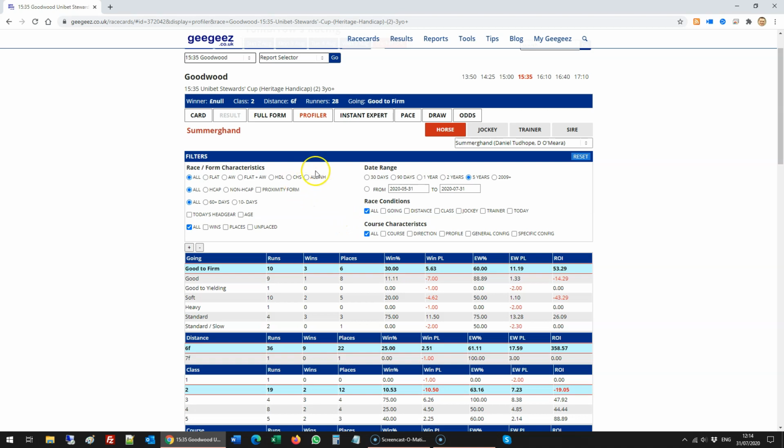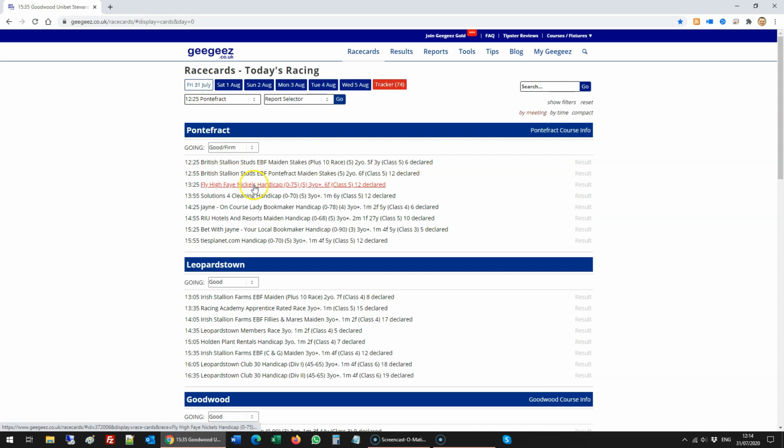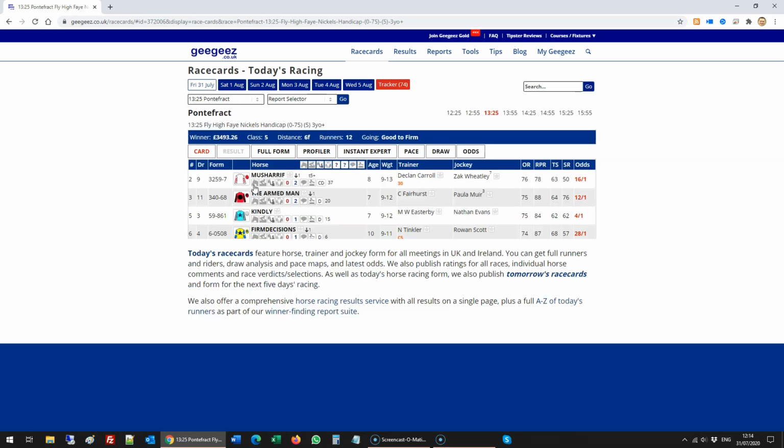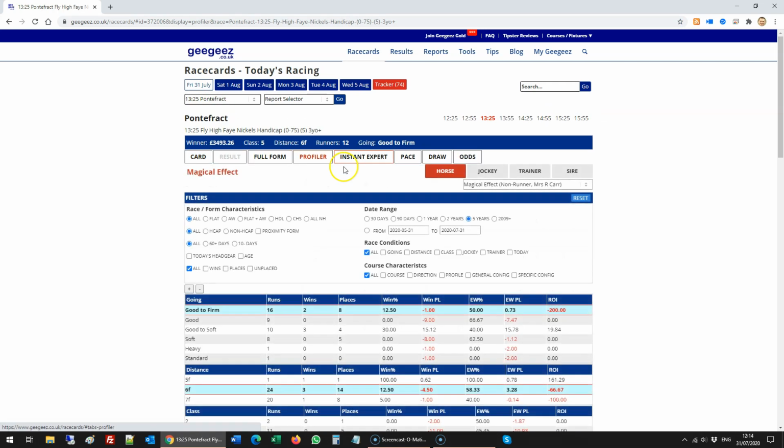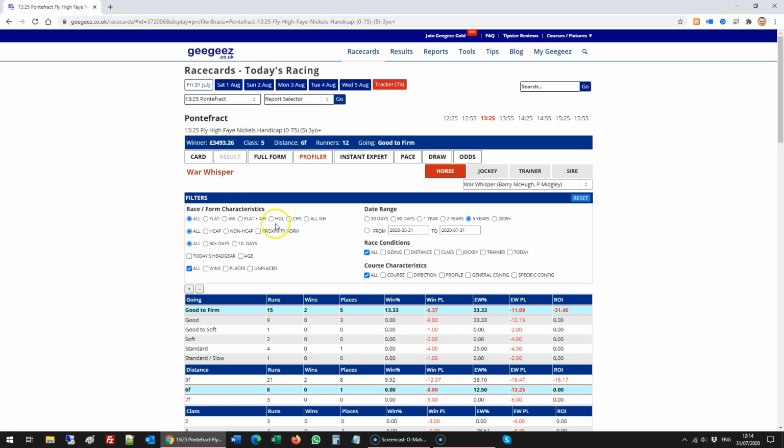Now, I think the real value of profiler is looking at the bigger data sets that come with jockeys, trainers and sires. Let's have a look at a trainer. I'm going to go to a sprint handicap, and I'm going to look at Paul Midgley, if I'm in the right race. There he is. And he's got a runner here at Pontefract today.